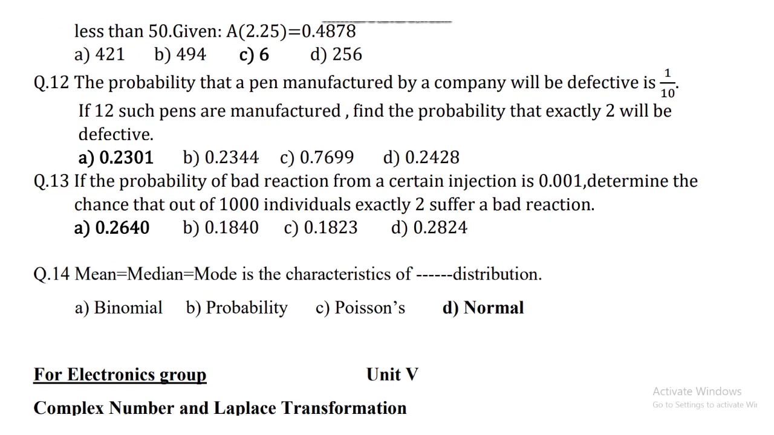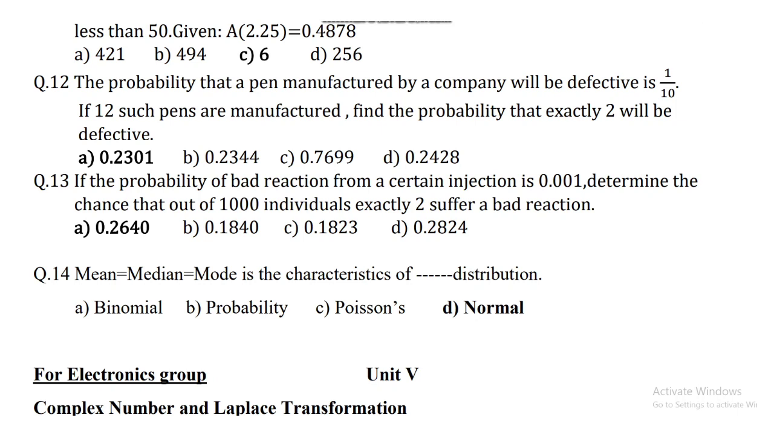Then question number 12 is, the probability that a pen manufactured by a company will be defective is 1 by 10. If 12 such pens are manufactured, find the probability that exactly 2 will be defective, and probability is 0.2301.